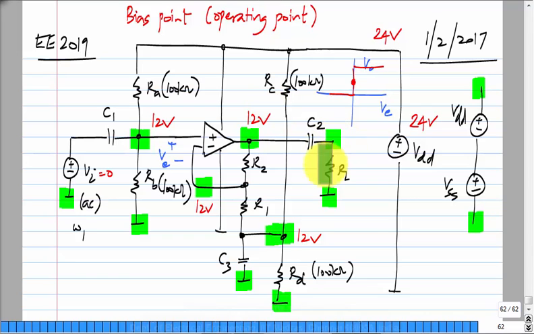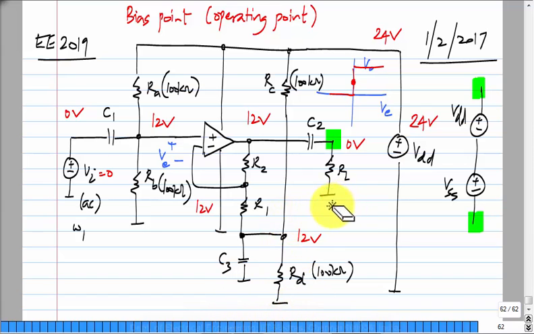What is the voltage here? Zero. And what is the voltage here? Also zero. Okay. So the input signal has a bias value of zero, and the output across the load also has a bias value of zero. So that's the reason we use the capacitors.